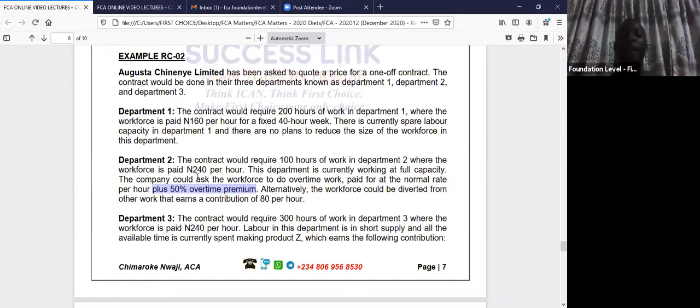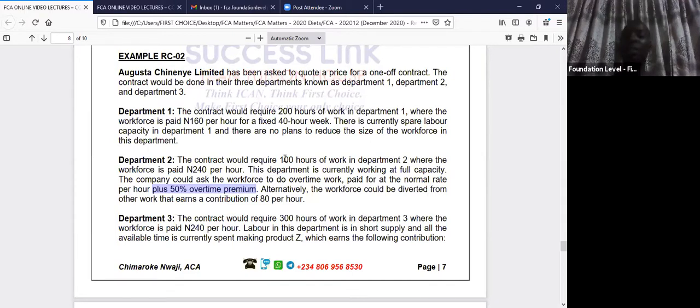360 naira. So you're going to say 360 naira multiplied by 100 hours. I think that's going to be 36,000. That is what you are prepared to spend on overtime. So you're going to pay the normal work and you're going to do overtime.